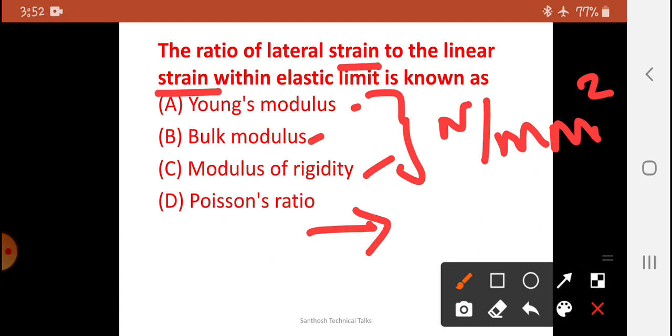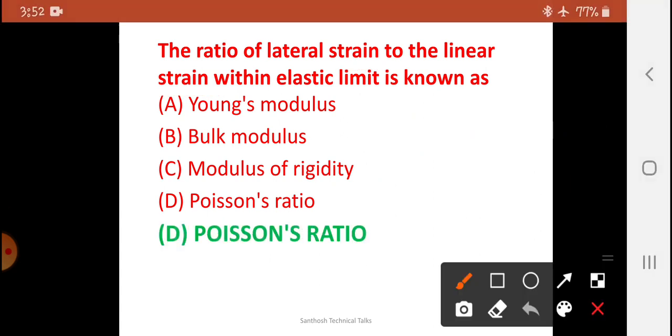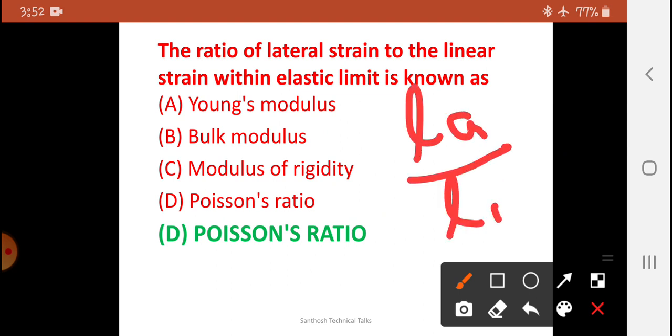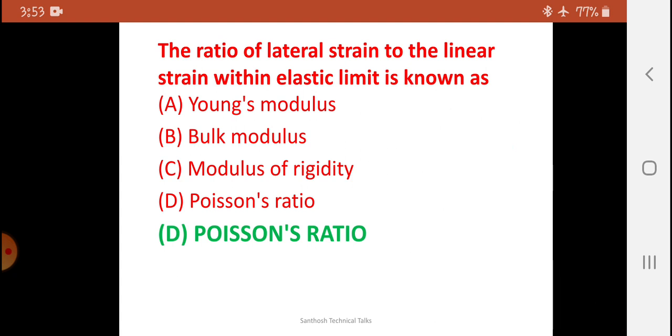So you can take Poisson ratio directly as the correct answer, or the Poisson ratio is defined as lateral strain divided by linear strain. So we can say lateral by linear for knowing the Poisson ratio. Lateral by linear is the correct one.